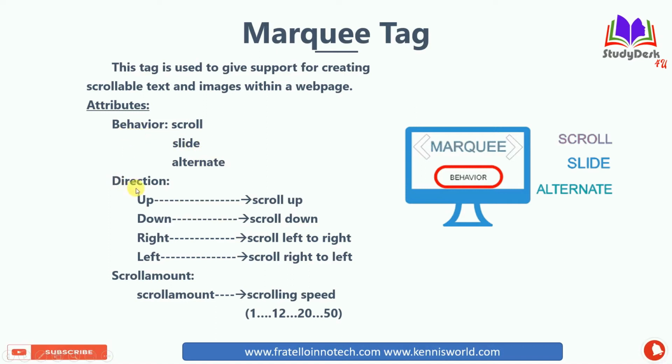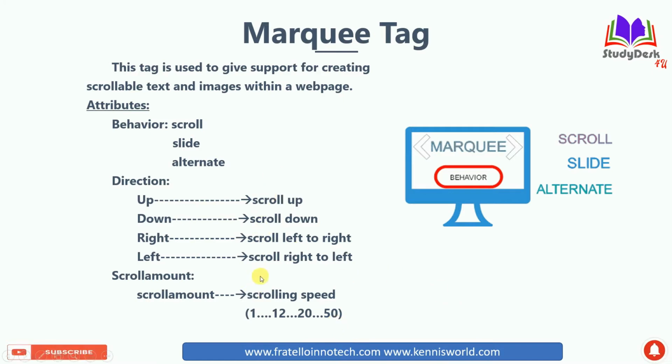And the next one is direction. This attribute provides the direction in which your marquee will scroll. The values of this attribute can be up, down, left to right, and right to left. All these four values are for this direction attribute. And the last one is scroll amount. If you want to change the speed of the marquee, you can use the scroll amount, and the value starts from 1. If you use 1, it moves very slowly, and if you use something like 12, it moves a little bit faster. If you increase the value like this, the speed will also increase. All these are attributes for the marquee tag.